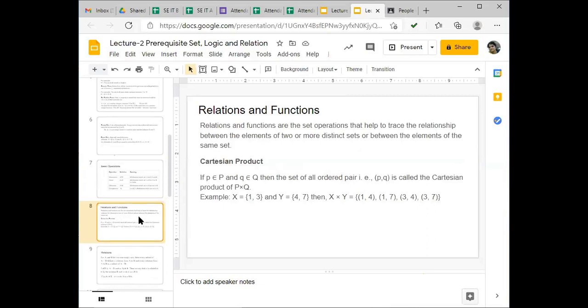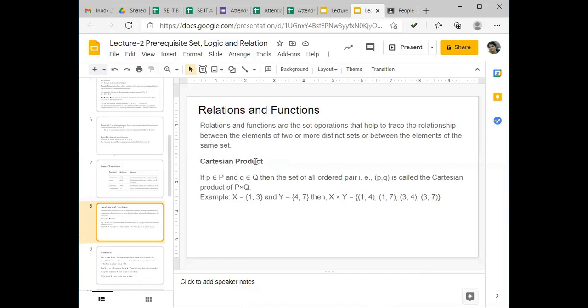Coming to relations and functions. What do you mean by relations and functions? Relations and functions are set operations again, that help to trace the relationship between the elements of two or more sets or between the same set. It may be between A and A or it may be between A and B. That is relations and functions.